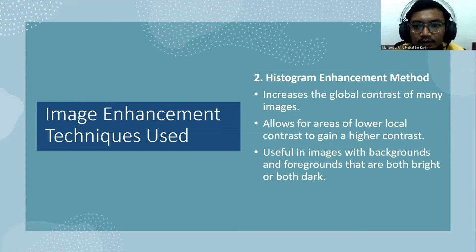The second one is the histogram enhancement method. This method usually increases the global contrast of many images, especially when the image is represented by a narrow range of intensity values. Through this adjustment, the intensity can be better distributed on the histogram, utilizing the full range of intensity evenly. This allows areas of lower local contrast to gain higher contrast. This is accomplished by effectively spreading out the highly populated intensity values which degrade image contrast. The method is also useful in images with backgrounds and foregrounds that are both bright or both dark.